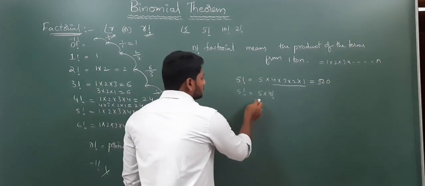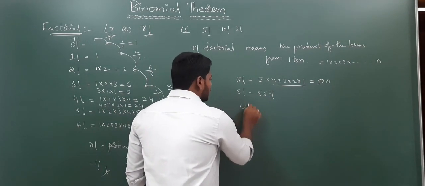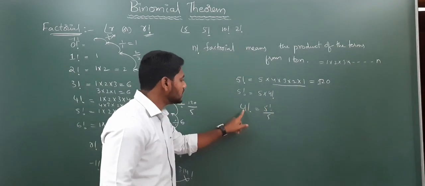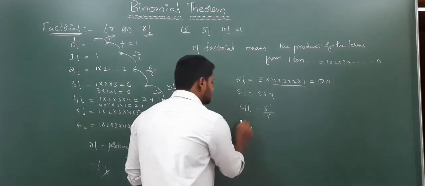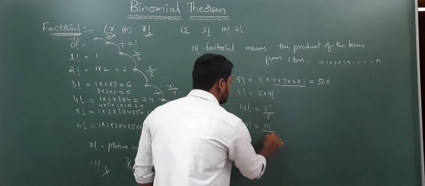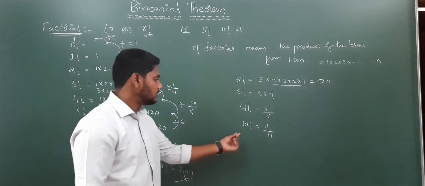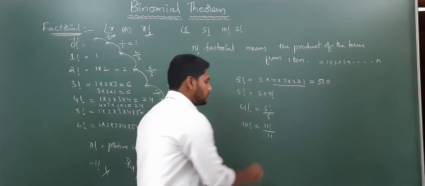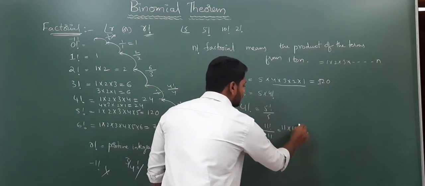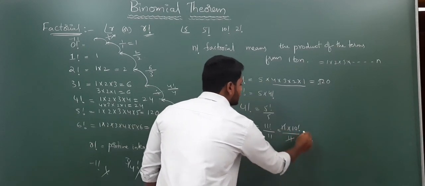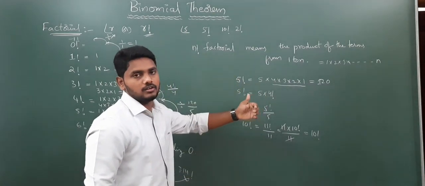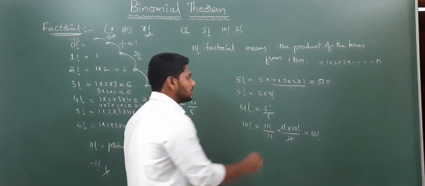Now again, this 4 factorial we can write as 5 factorial by 5. That means 10 factorial we can write as 11 factorial by 11, right? Why? Because how can we write 11 factorial? 11 into 10 factorial we can write, divided by 11, 11 cancels, which is equal to 10 factorial. Nothing but 5 means 5 into 4 factorial, or 5 into 4 into 3 factorial, right or not?